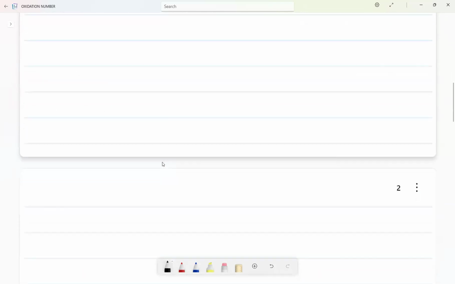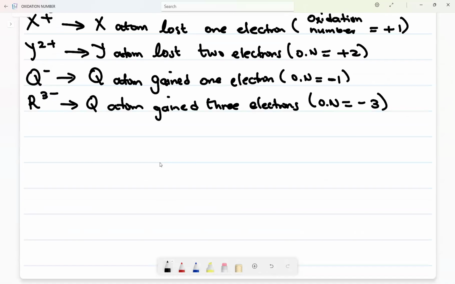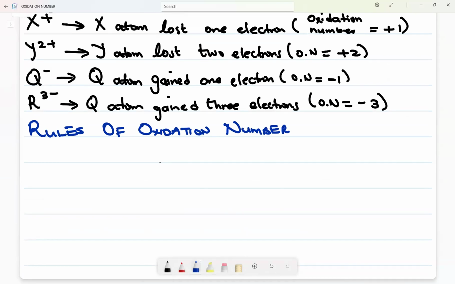Now we have rules. We have multiple rules of using this oxidation number. Rules of oxidation number. Now let's look at those rules. What do they say to us? The first one, we need to consider the convention. The convention refers to the sign.